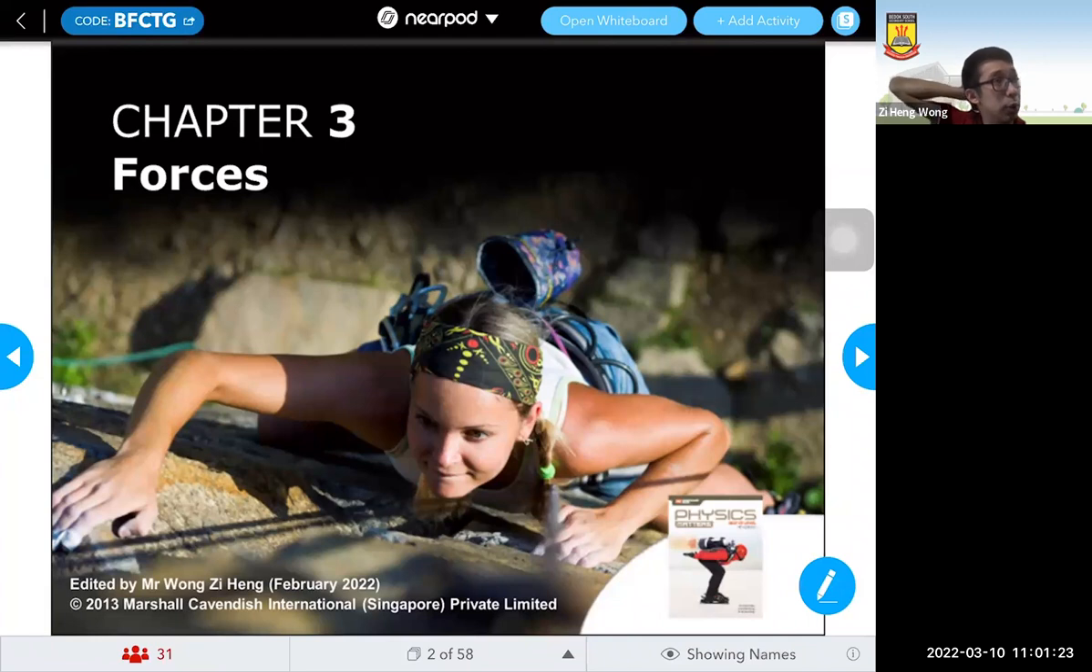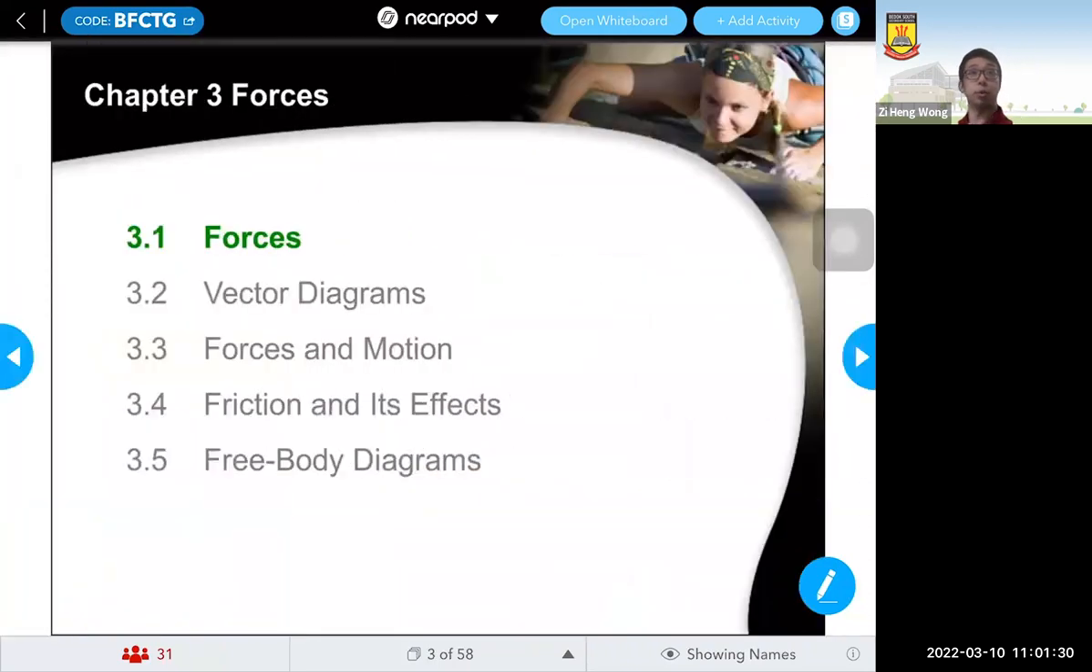Then on Wednesday, we started on the topic of forces. The topic of forces has quite a few parts to it. The main part, which I was returning in the workshop yesterday, was the vector diagrams. This one also we will review separately. So today my focus is just for the rest of this.